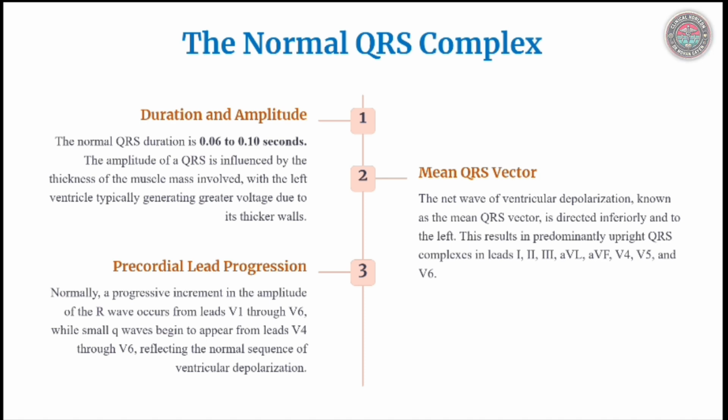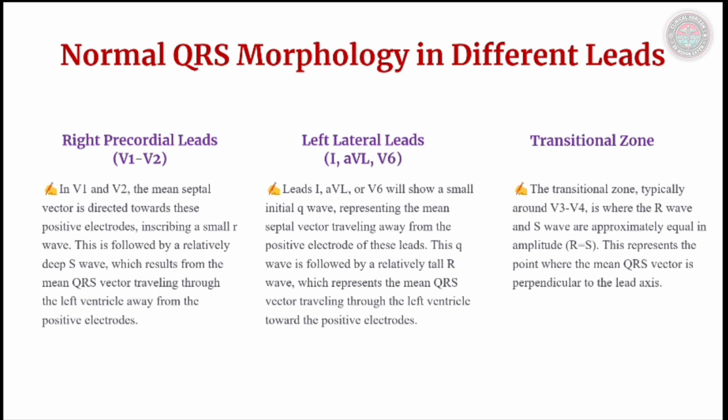Normal QRS morphology in different leads. QRS morphology varies by lead placement. Right precordial leads, V1, V2, show a small R wave and deep S wave due to left ventricular dominance. Left lateral leads, lead 1, AVL and V6, display small Q waves and tall R waves, reflecting leftward depolarization forces. The transitional zone, V3, V4, marks the shift where R and S waves are approximately equal. Any shift in this pattern can indicate ventricular enlargement or conduction disturbances.